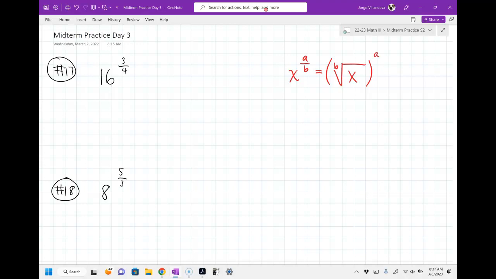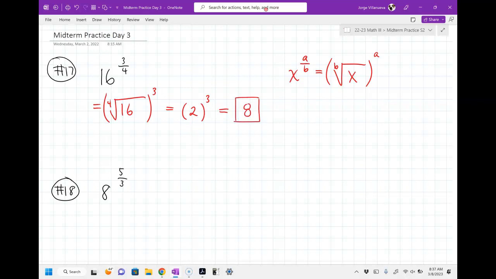Okay? So this one becomes a 16 inside, 4th root to the 3rd. Well, the 4th root of 16, so a number that you multiply times itself to get 16 4 times would be 2 times 2 times 2 times 2, right? 2 times 2 is 4, times 2 is 8, times 2 is 16. That's 4 times the same number. So the 4th root of 16 is 2, and 2 to the 3rd is 8.